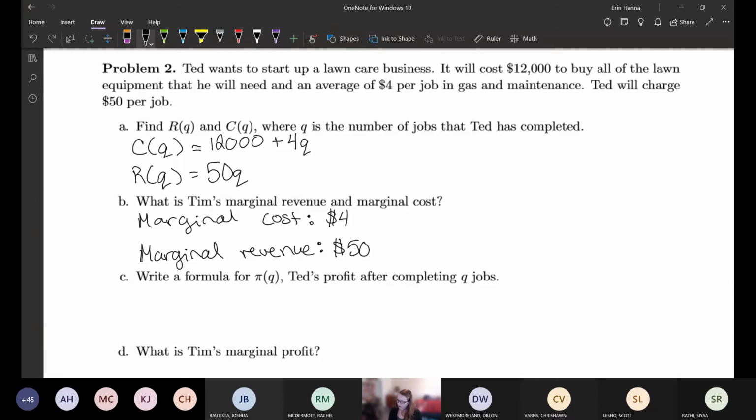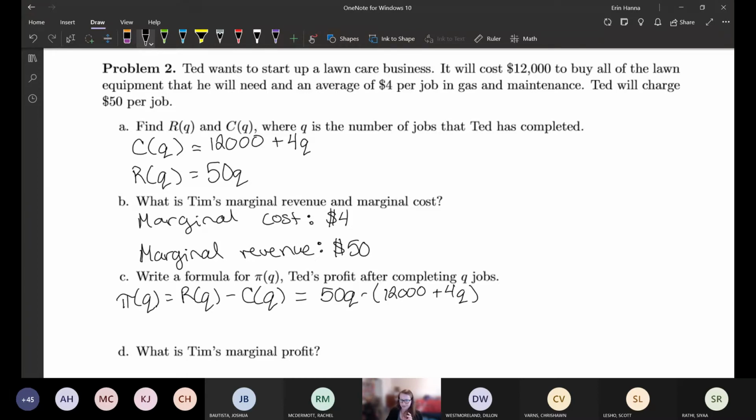So say now we want to find a formula for the profit function. So we've got our profit function is our revenue function minus our cost function. You don't always have to write out the symbols for that. I just want to really clarify since we're just starting out here. So we need 50Q. Now, whenever you're doing these, put the cost function in parentheses.